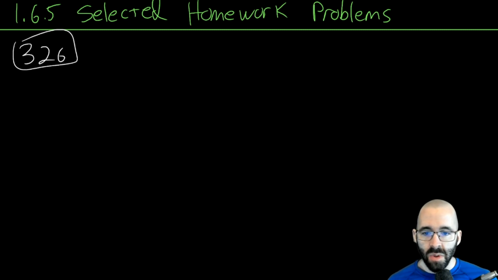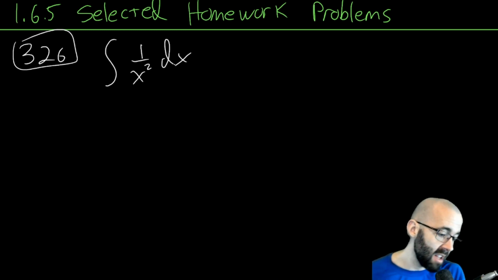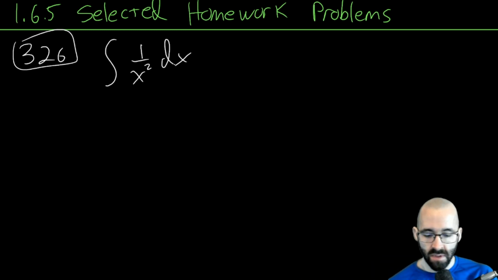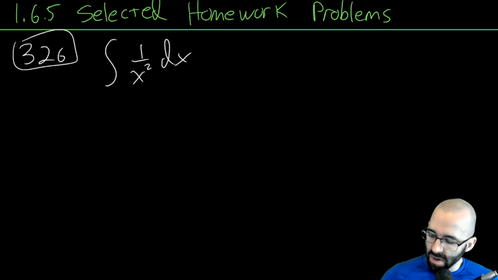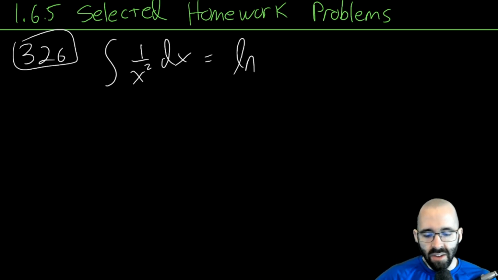We're going to start with 326, where you need to find the antiderivative of 1 over x squared. Again, maybe don't copy this down. I'm going to show you first with a mistake, a common mistake, and how to recognize it. Maybe you just finished 1.6.4 on integrals with logarithms and said, oh, the antiderivative of 1 over x is natural log. So maybe the antiderivative of this is just the natural log of x squared.